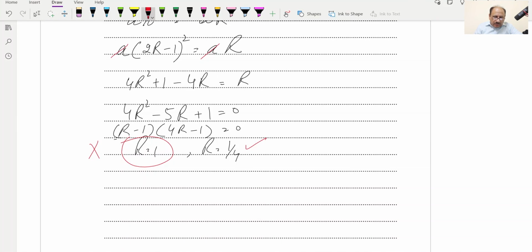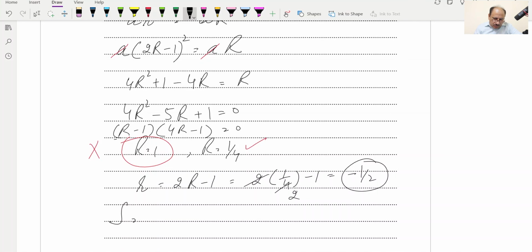R is equal to 1 by 4, which we can replace. r is equal to 2 capital R minus 1, this will be equal to 2 into 1 by 4 minus 1, and this will result in 1 by 2 minus 1, which will be minus 1 by 2. This will be the r value.